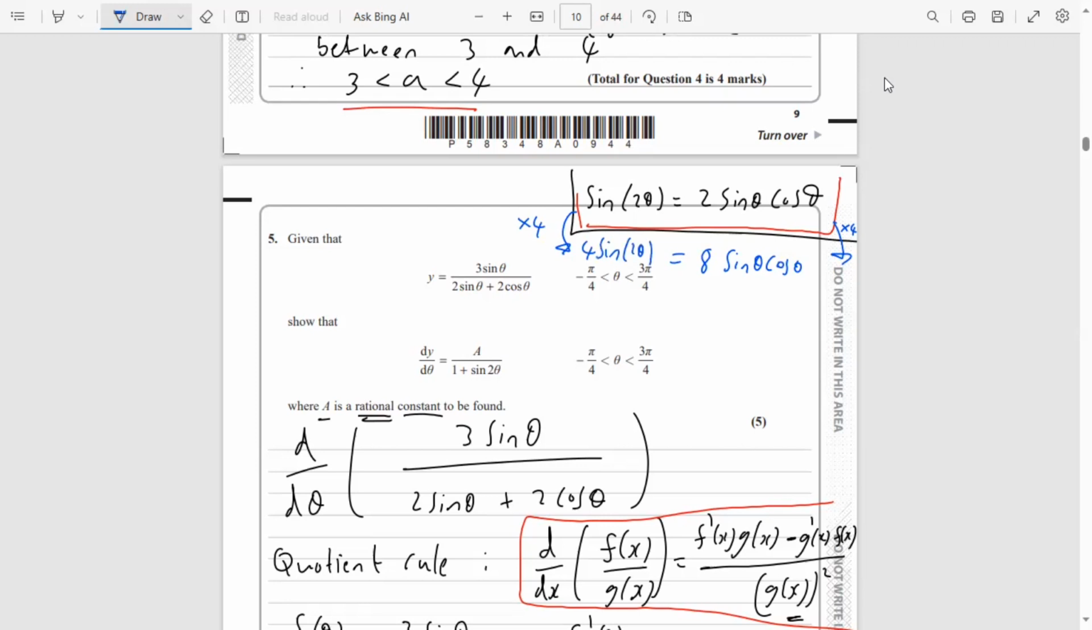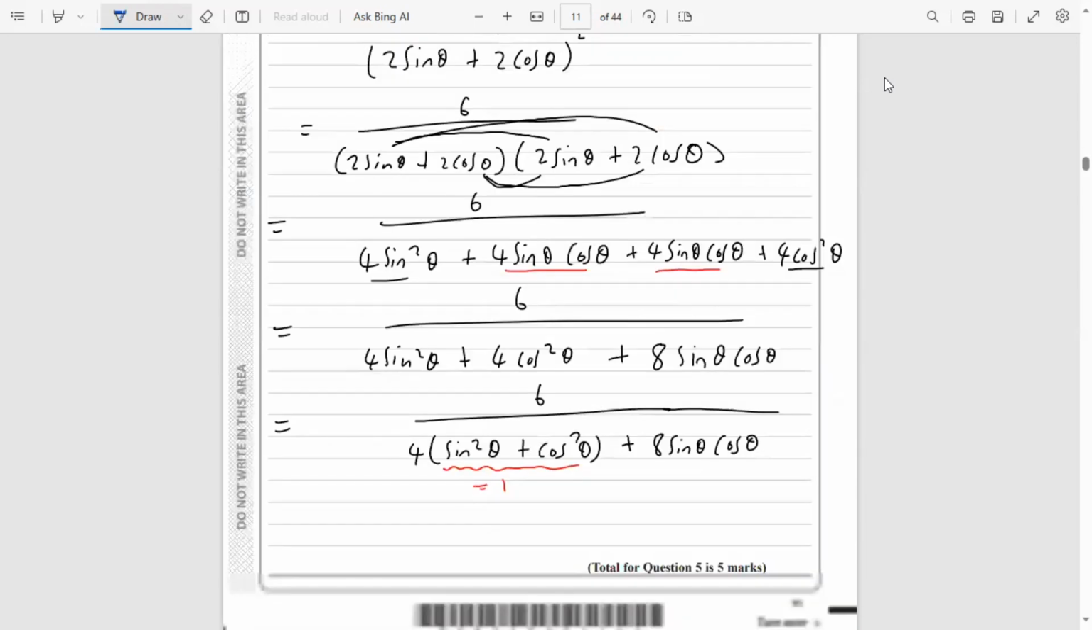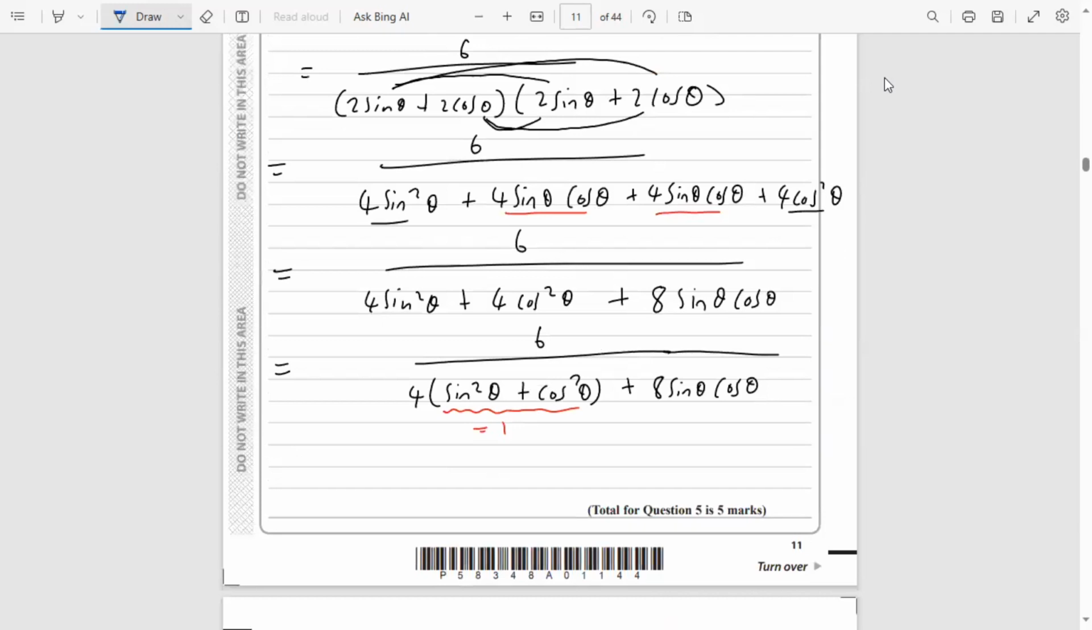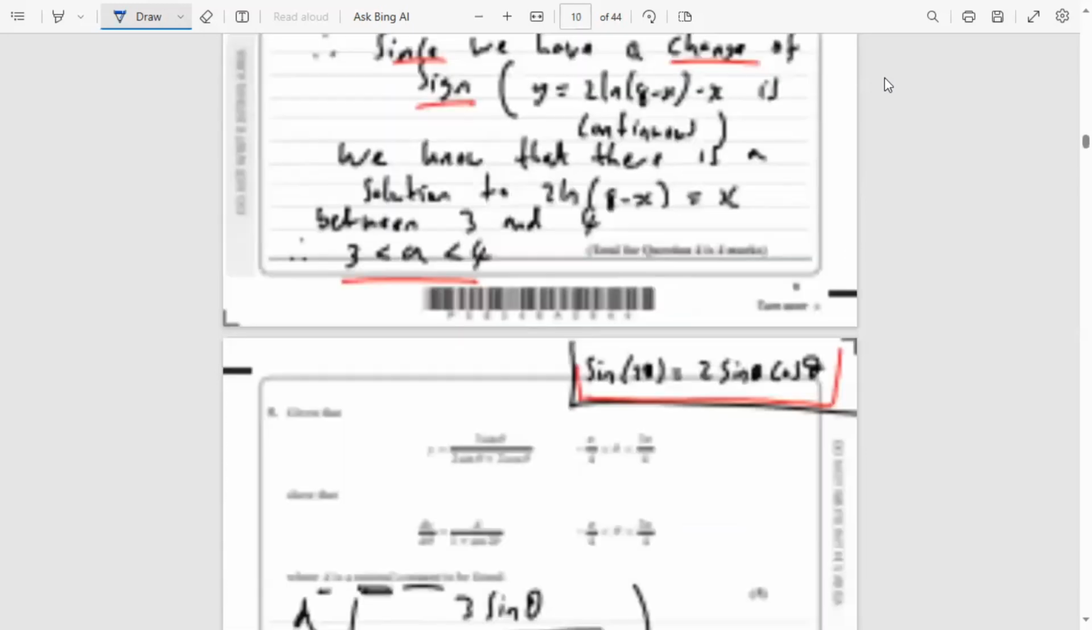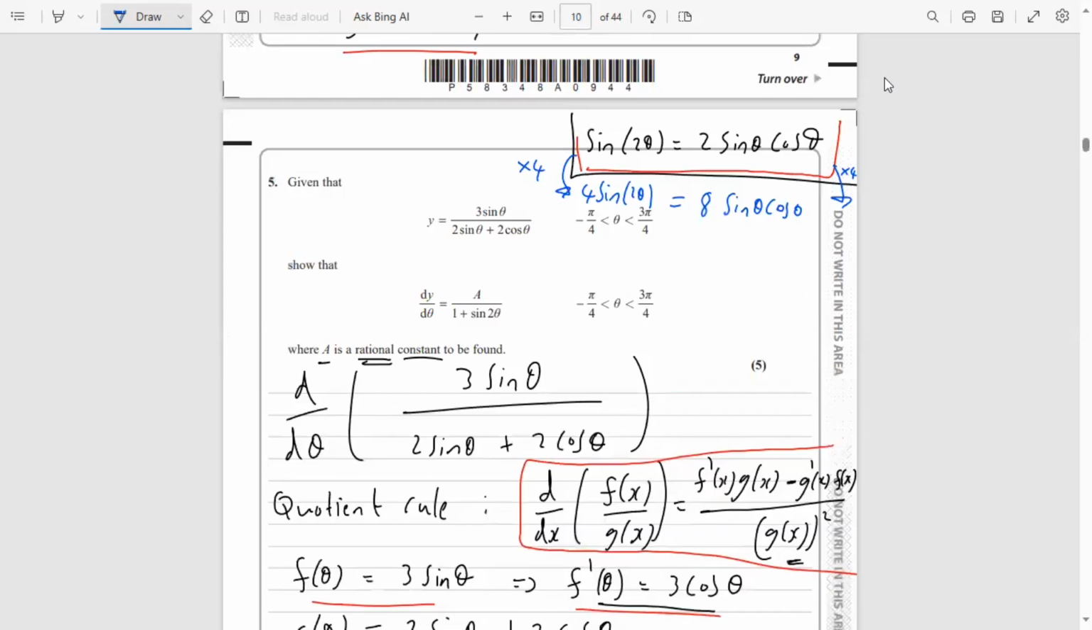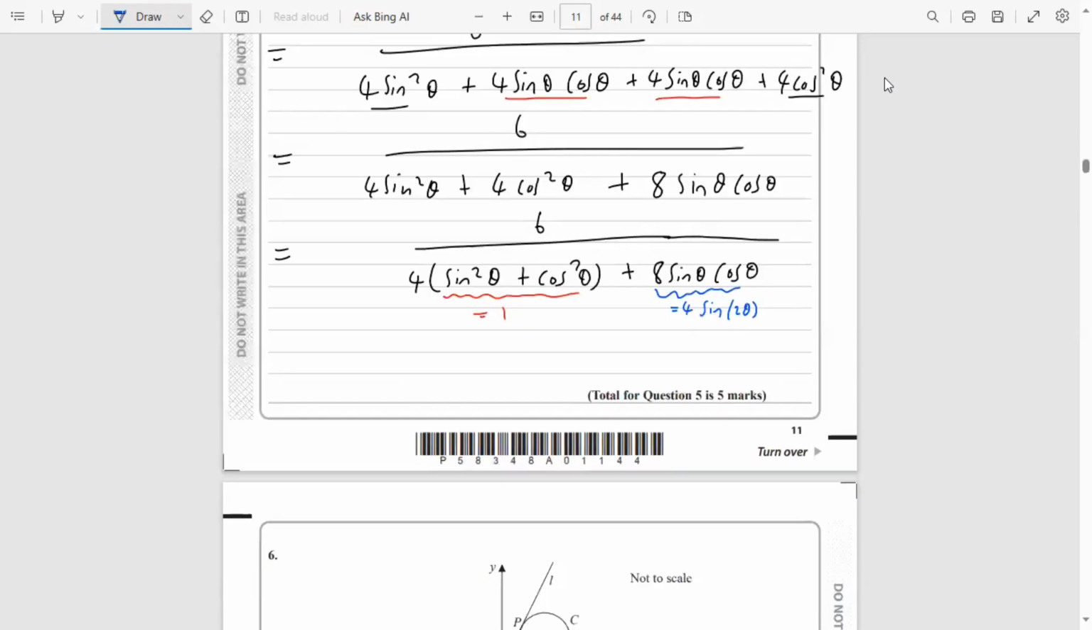So 4 sine 2 theta is equal to 8 cos theta. So that's a fact. So when we go down here and see this 8 sine theta cos theta, I know that that is going to be the same as 4 sine 2 theta, because as we said up here, 8 sine theta cos theta is the same as 4 sine 2 theta, because we times both sides of our double angle identity by 4. So we know that that's going to be that.